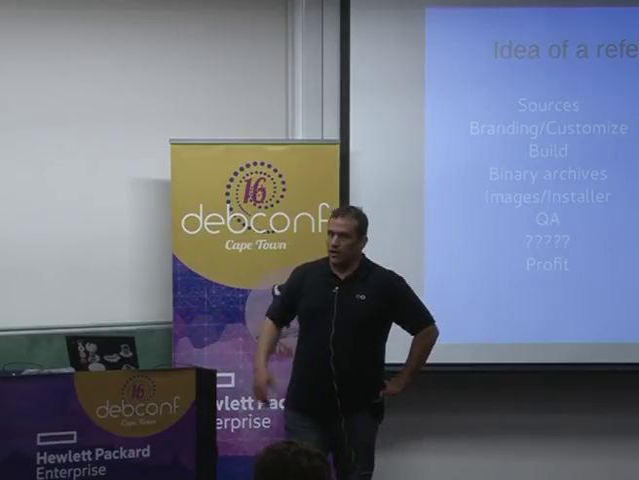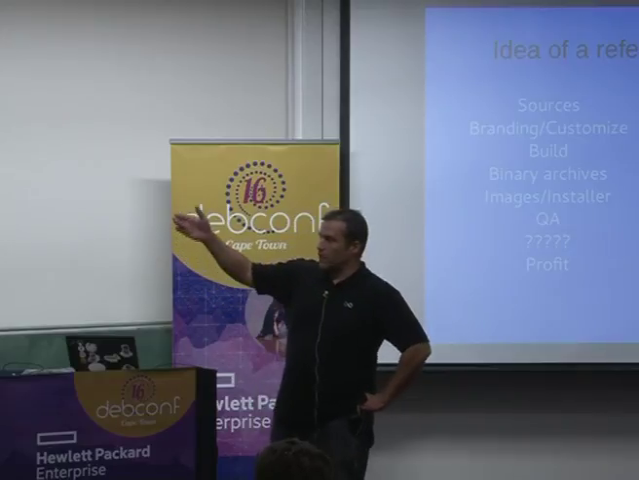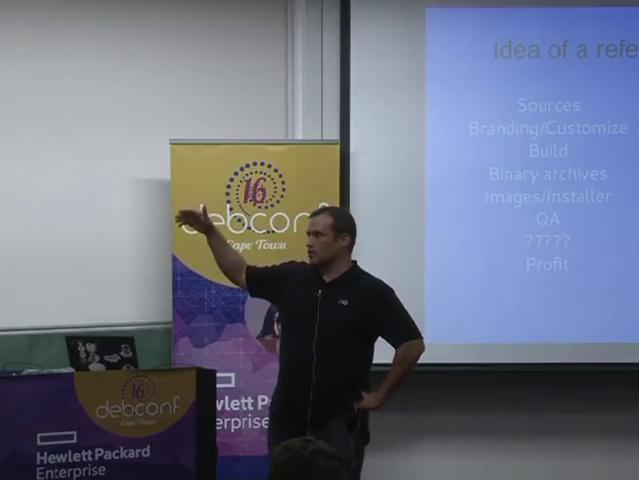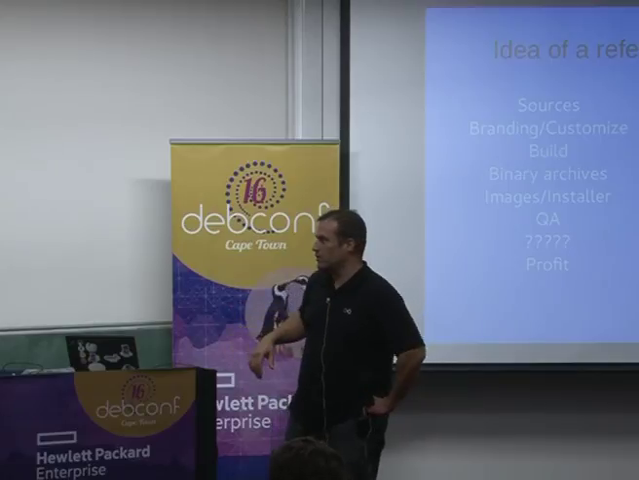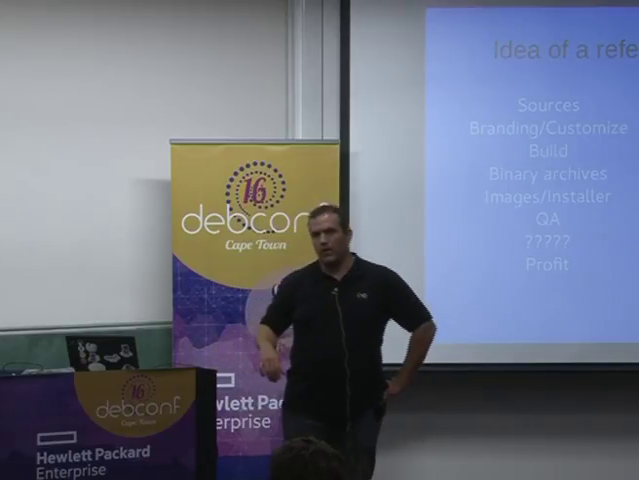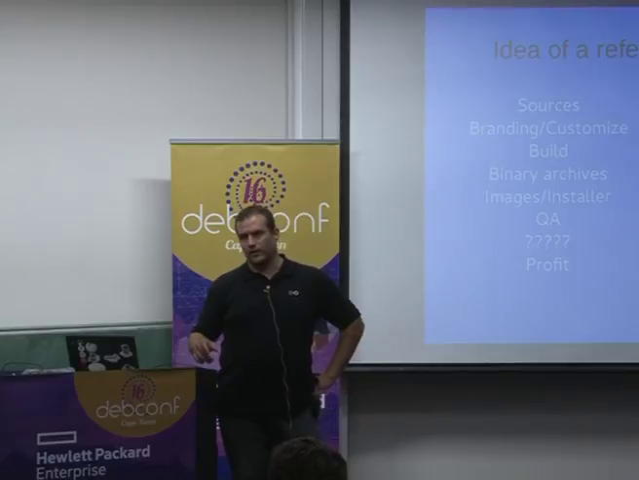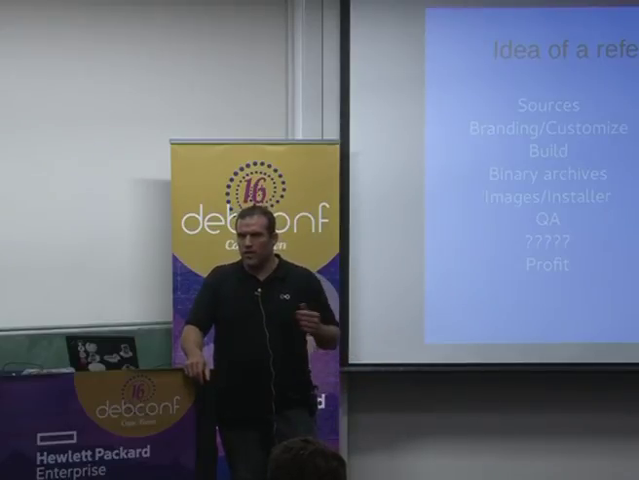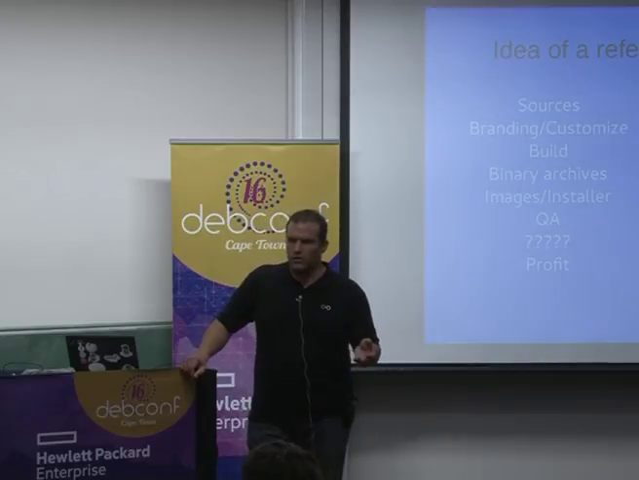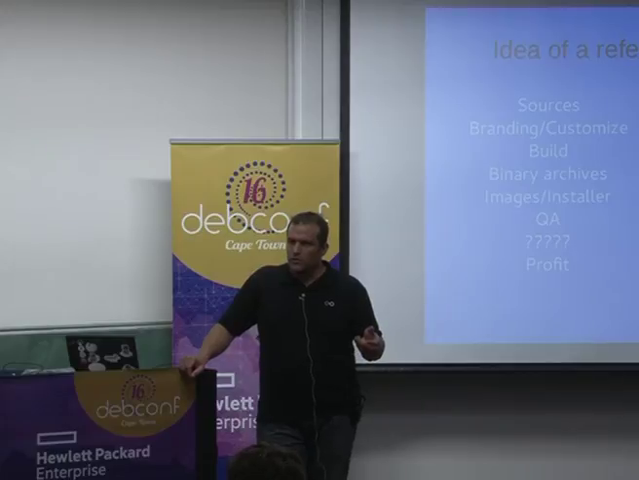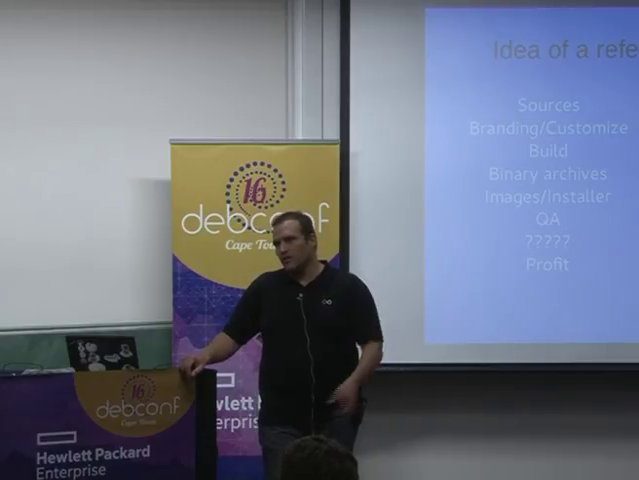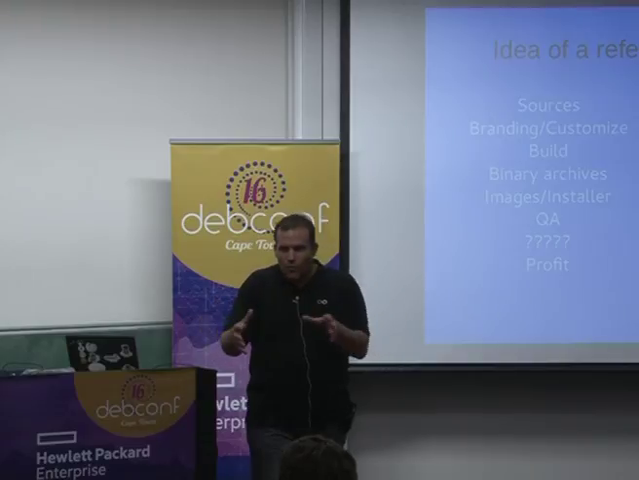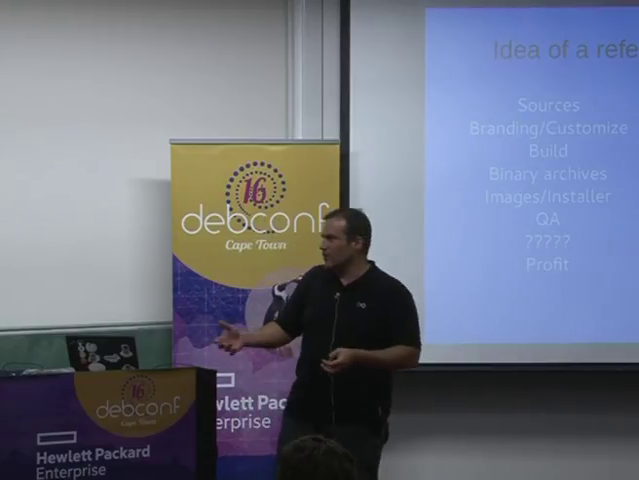So another bit. Once you have the binary archives, then you create some images or some installer. So there are also many options available. And I refer to Rick Wolpio, who did a presentation last year where he showed that in the Debian archives there were 15 or 16 different tools to build images. They all do the same thing. And when somebody wants to build a new image, it comes with a new script. So there's no one tool that we can use.